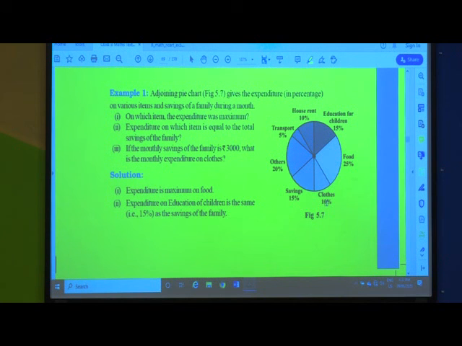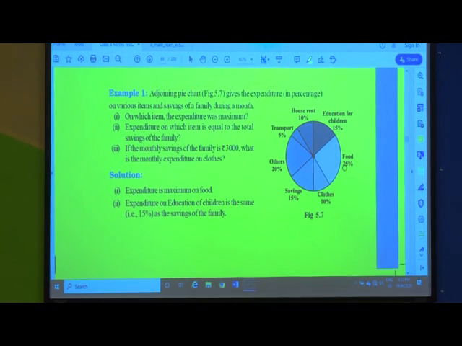Children, understand something. When it is given in percentage, let us calculate all the things together. 10 plus 25 is 35, 35 plus 15 is 50, 60, 65, 85 and 15, 100. It means the 100% salary is divided into different spendings and savings is 15%. Okay. Now let us come to the questions again.